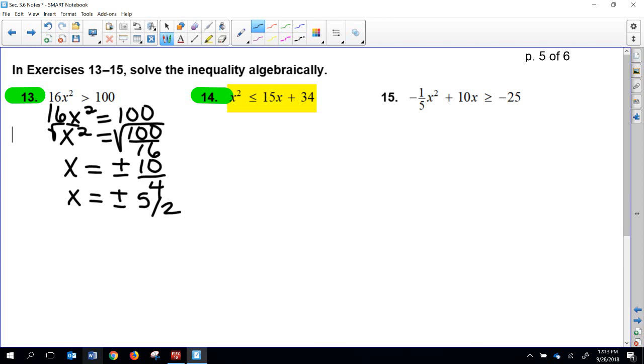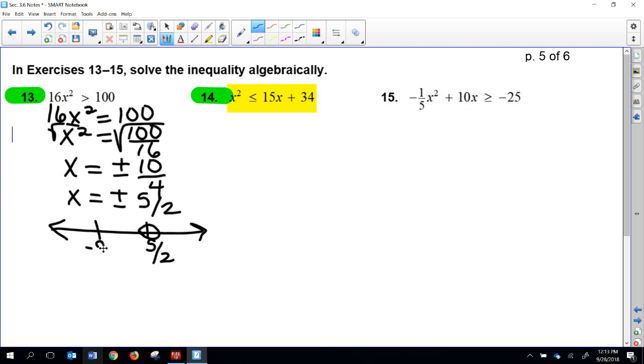Those are the values of x that make it equal to one another. If I were to plug in 5/2, it would equal 100. I want to know what are the values of x that would make it greater than 100. Here's the way we do it. I know that 5/2 makes it equal. I don't want it equal, so I'm going to use an open dot.